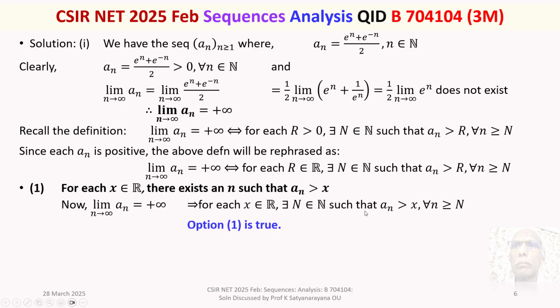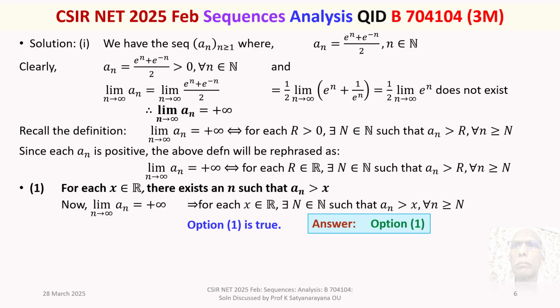And option 2, let's recall option 2. It is a question from Section B, so there will be only one correct answer, and that answer is option 1. So the answer to this question is option 1, and you need not go for the remaining options. This is as far as the examination is concerned.